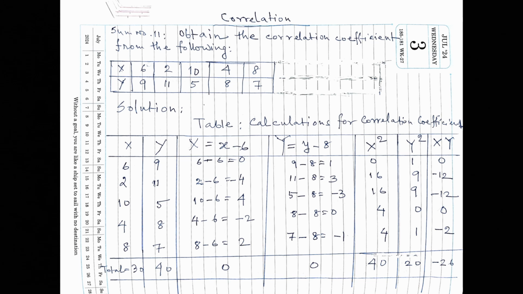For x value 6, y is equal to 9, and capital X is equal to x minus 6, so 6 minus 6 is equal to 0. Capital Y is equal to 9 minus 8 is equal to 1. Capital X square is equal to 0 square, 0, and capital Y square is equal to 1 square, 1, and XY is equal to 0 into 1, that is 0.